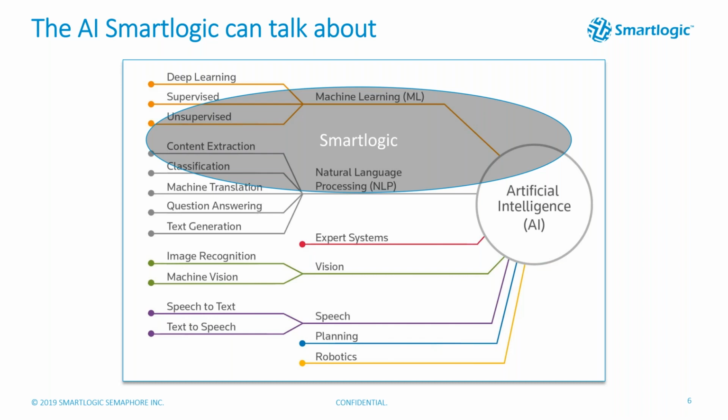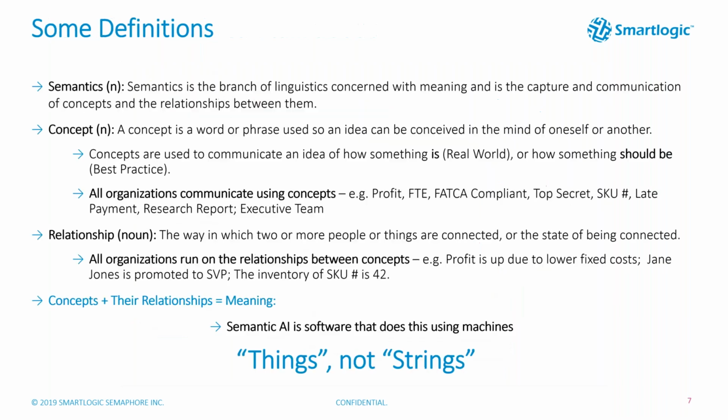And of course, being a semantic software company, we can't start a conversation without some good definitions. The first definition, of course, is I quite often get, well, Jeremy, what is this semantics? Well, it's a noun, and it is actually the branch of linguistics, which is the study of language, which is concerned with meaning and is the capture and communication of concepts and the relationships between those concepts.